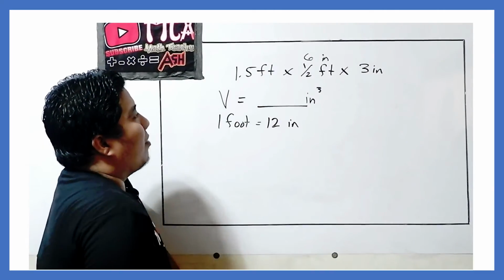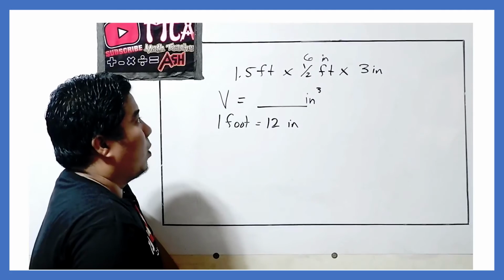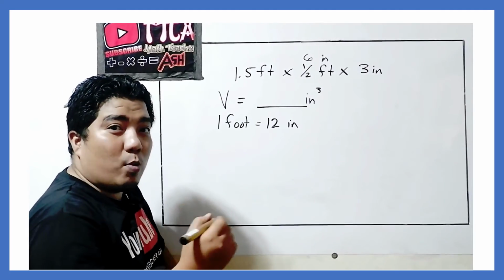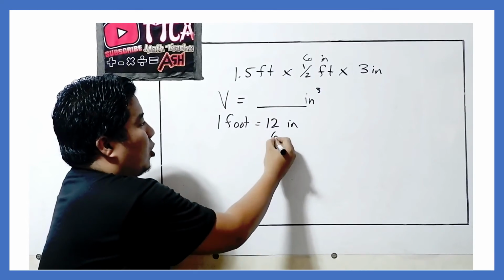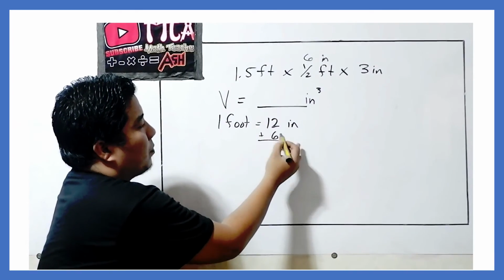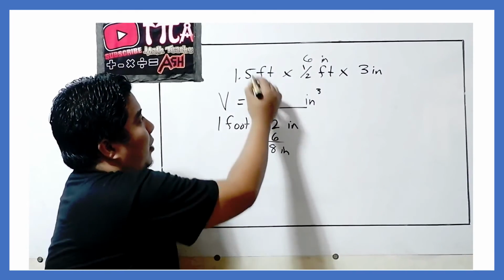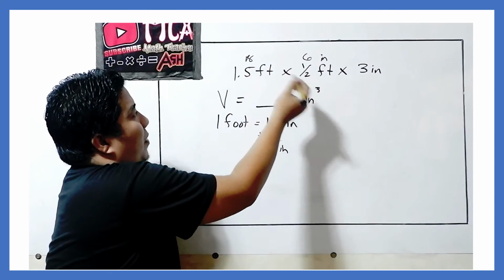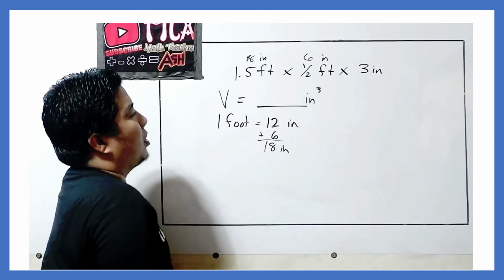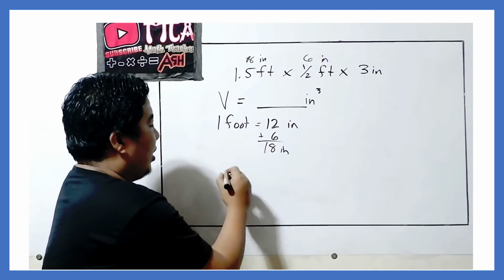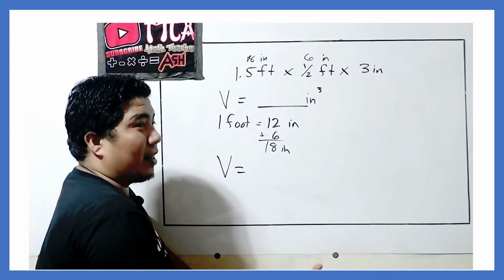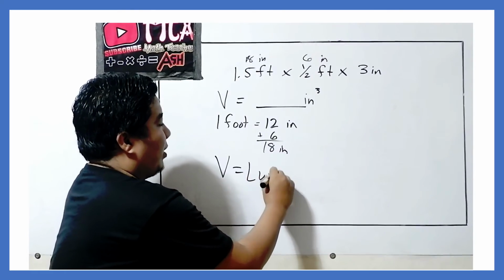However, here, we have 1.5 feet. So, 1.5 feet is 1 1/2. So, 1 foot is 12, half of it is 6. So, if we add this 1, that is 18 inches. Therefore, 1.5 feet is 18 inches. So, in order for us to know the volume of this rectangular solid, the formula for the volume of a rectangular solid is length times width times height.